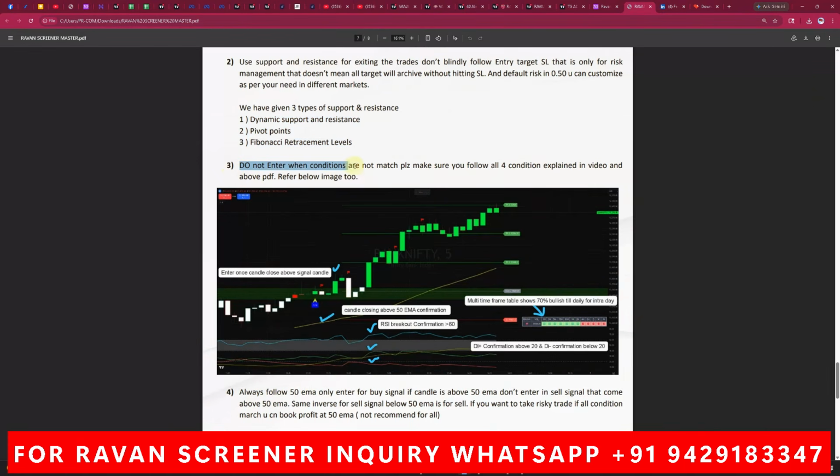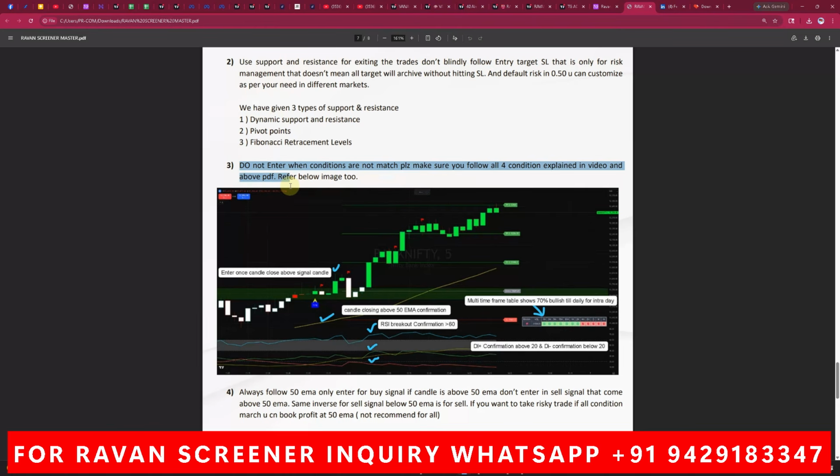Next is: do not enter when conditions are not matched. Make sure all four conditions are matched. You can refer to the strategy video of the indicator which we have already shared. We have also shared the manual. This is the updated manual, but make sure you refer to all four conditions before entering the trade.